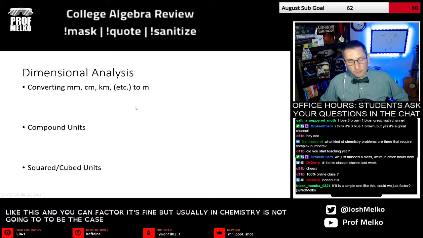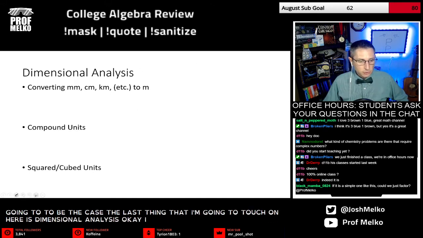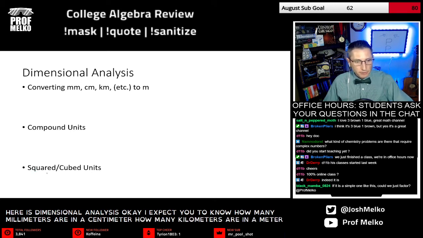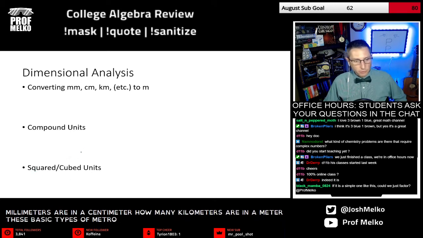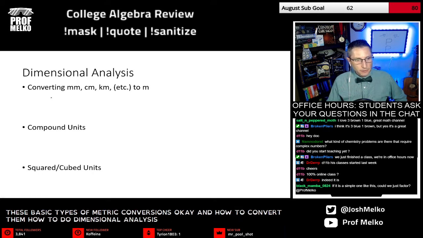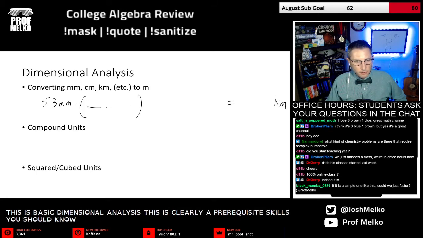Okay, the last thing that I'm going to touch on here is dimensional analysis. I expect you to know how many millimeters are in a centimeter, how many kilometers are in a meter, these basic types of metric conversions, and how to convert them, how to do dimensional analysis. So convert 53 millimeters to kilometers. This is basic dimensional analysis. This is clearly a prerequisite skill you should know.